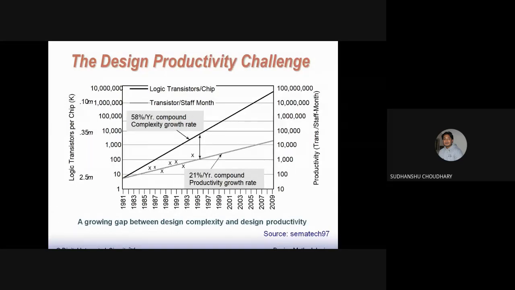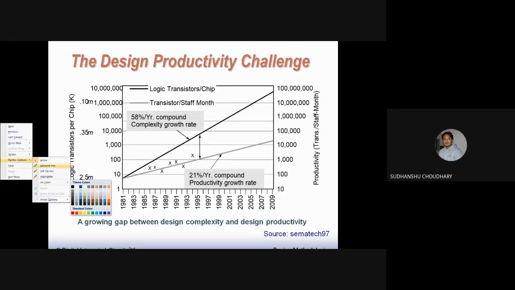That is this gap. This is called productivity gap between the complexity growth rate and productivity growth rate. So there is a gap, and this gap is continuously growing up, right? On the y-axis you have logic transistors per chip, and on the x-axis this is time, and on the other y-axis you have productivity, which is measured in terms of transistors per staff month. That is how many staff members you require to implement or to make a chip or to make a design, right? So we see that with time, obviously the complexity is increasing.